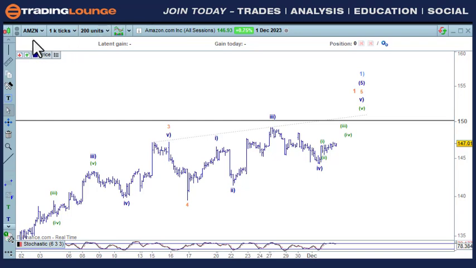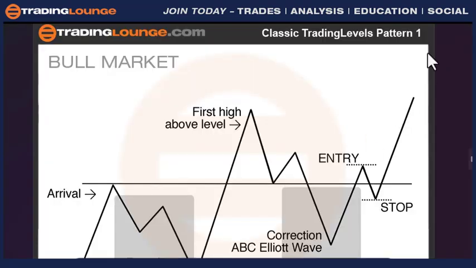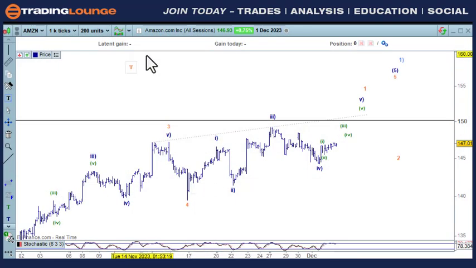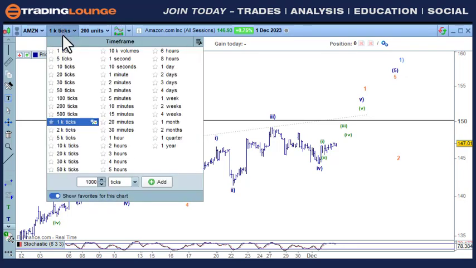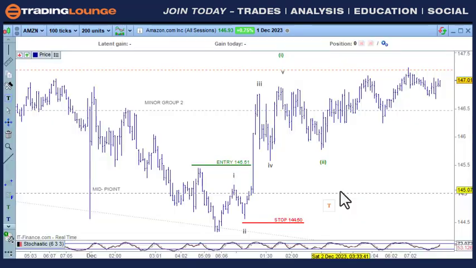So with Amazon here, we're also looking to go along here, I believe. And instead of looking for this wave 5 here of 1 here, we're just going to have to look at this as wave 1 here and then come back for a wave 2. So we should get a classic trading levels pattern across this 150, so that doesn't really change much at this point. So we'll just go from 1000 ticks to 100 ticks in here.